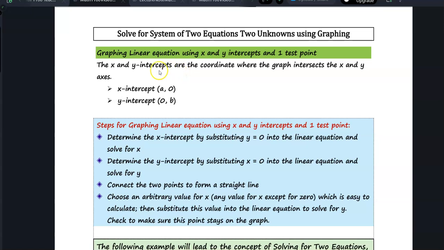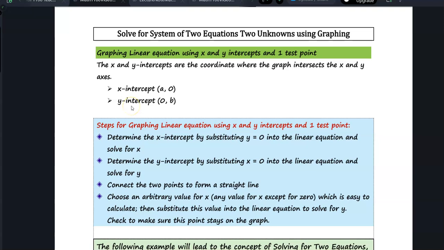What do they mean? The x and y intercepts are the coordinates where the graph intersects the x and y axes. The x-intercept is when you have y equal to 0 and you have a value for the coordinate x. So the x-intercept is a point, or an ordered pair. In this ordered pair, you have the value a, but y is always equal to 0. This a value is just a symbol representing a value for x.